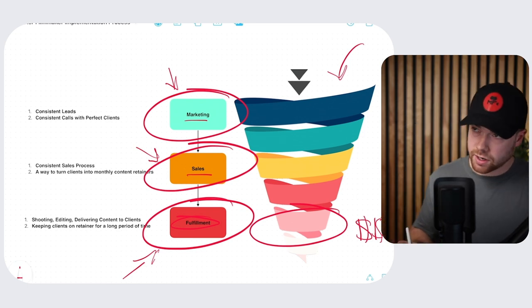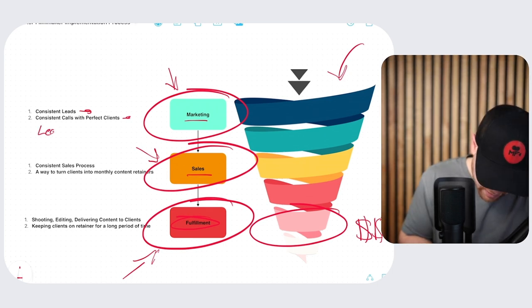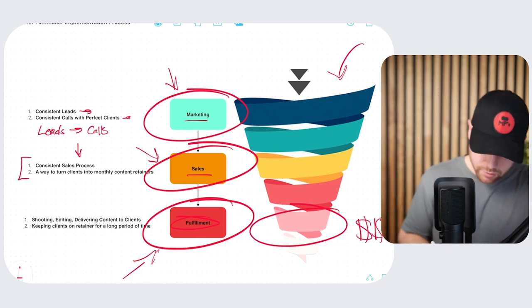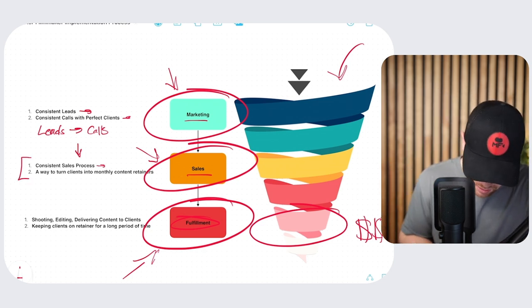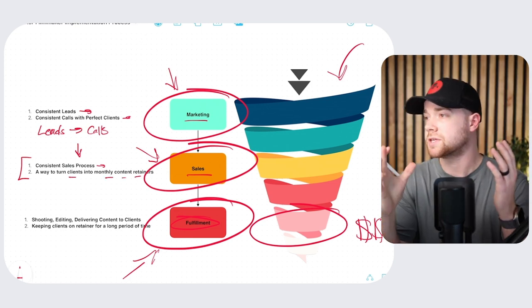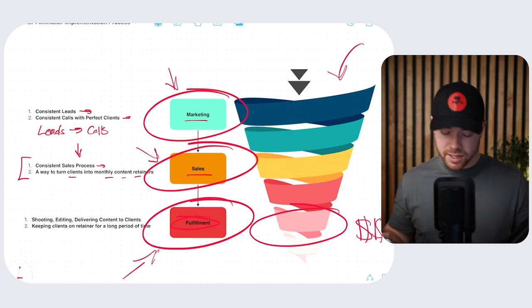Marketing is defined as getting consistent leads and having a process for that, and then getting consistent calls with clients. It should look like leads, and then a percentage of those turn into calls, and then a percentage of those turn into sales right down here. And for sales, we need a consistent sales process that turns these clients into monthly content retainers. Now, I know this might seem somewhat redundant, but I have to explain what this actually looks like so I can explain why an inbound system is super important.